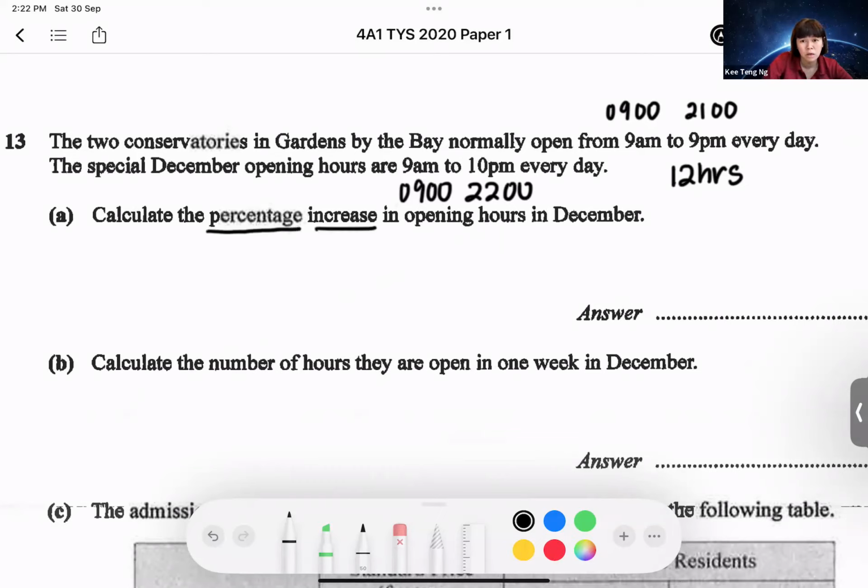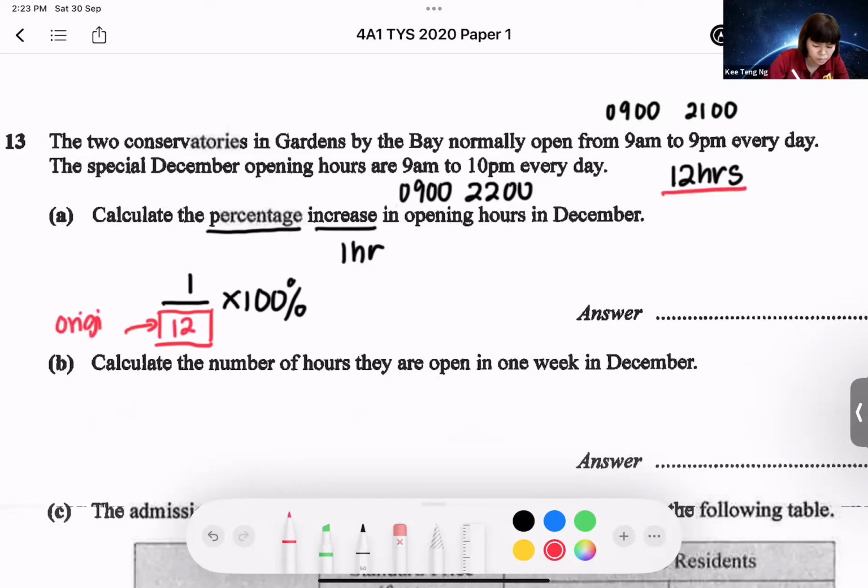The increase is from 9 to 10, so an increase of 1 hour. But if I want to find a percentage, it means I need to times 100%. Then I'll need a fraction over here, something over something times 100%. So the increase is 1 hour out of the original number of hours. The original number of hours is 12 hours. So then you will use 1 over 12 times 100.